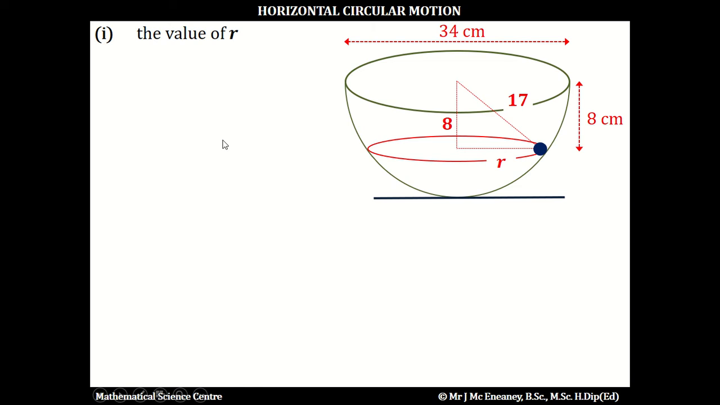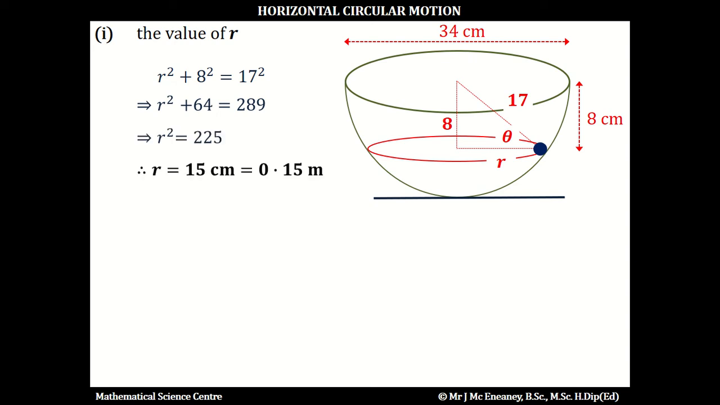So using Pythagoras' theorem, 17 squared equals 8 squared plus r squared. r squared plus 64 is 289. r squared is 225. This means r equals 15. Now that's 0.15 of a meter.